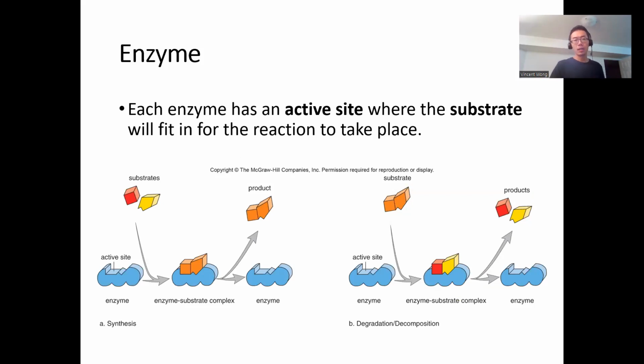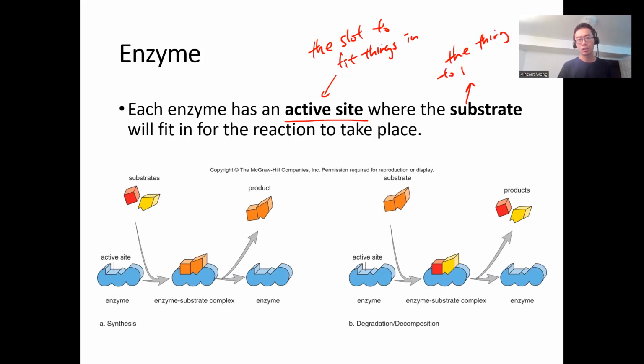Okay. So this is how an enzyme works. An enzyme has a particular shape. Think of it as like having a slot to fit things in. Right? The slot that you fit things in is called an active site. Okay, the slot to fit things in. And the thing that you want to fit in it is called the substrate. Okay, the thing to put in the slot.